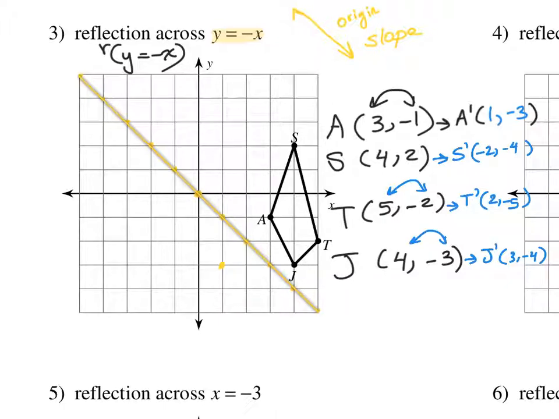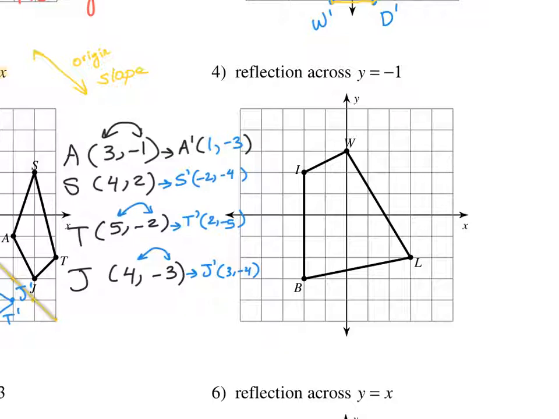So now it is a more reliable method instead of just counting, especially with a slanted line. So 1, -3 is going to be there. That's going to be my A prime. S prime is -2, -4. And then I have T prime, which is 2, -5. And then J prime is 3, -4. That's J prime. And I can just simply connect them. And that's going to be the image.